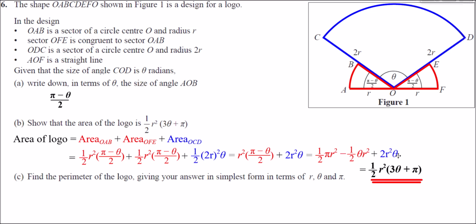Part C, find the perimeter of logo, giving your answer in simplest form in terms of r, theta and pi. So the perimeter, now I'm going to label in two different ways. I'm going to label it in terms of the straight edges and the curved sections of the circumferences, the arcs. So I'm going to label these in terms of yellow bits and green bits. So yellow is going to be the straight edges, green the arcs.